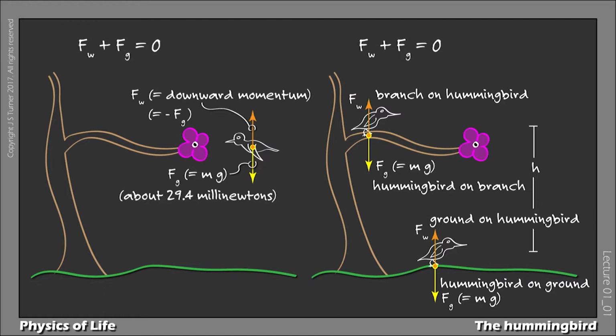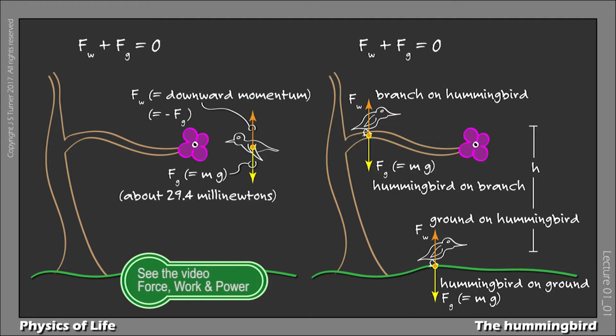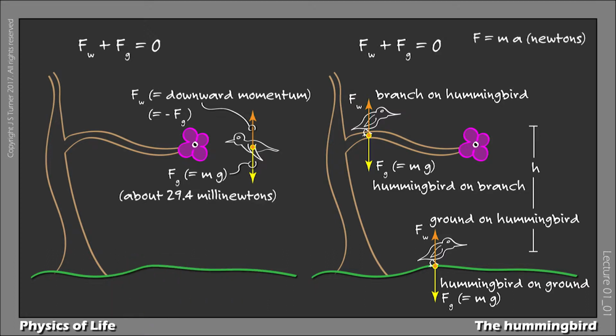Before we go on, though, we need to first lay out some basic principles. These are simply derived from Newton's laws of motion. We've already defined force as the product of something's mass times its acceleration. In SI units, the force is expressed in units of newtons. The hummingbird's weight is expressed in newtons, roughly 30 millinewtons to be precise.